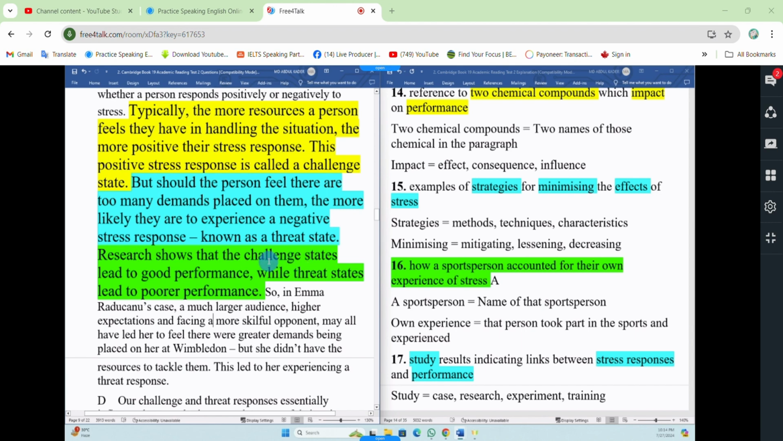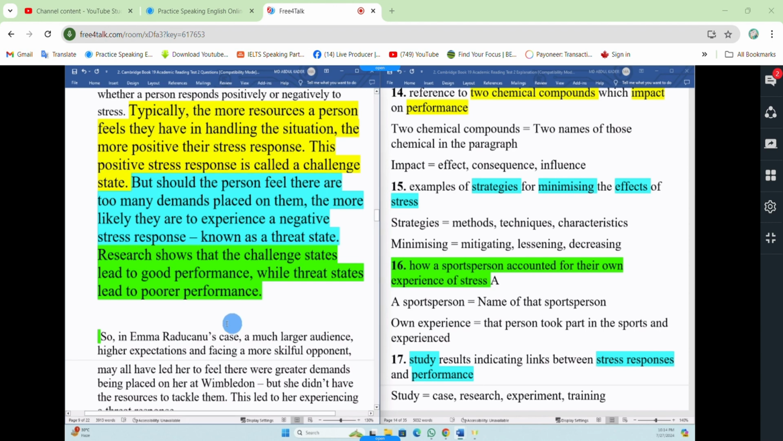So research shows that challenge states lead to good performance while threat states lead to poorer performance. That means challenge state means positive stress responses. I'm going to show here more accurately. So positive, positive stress. Okay, let me copy. It will save our time.